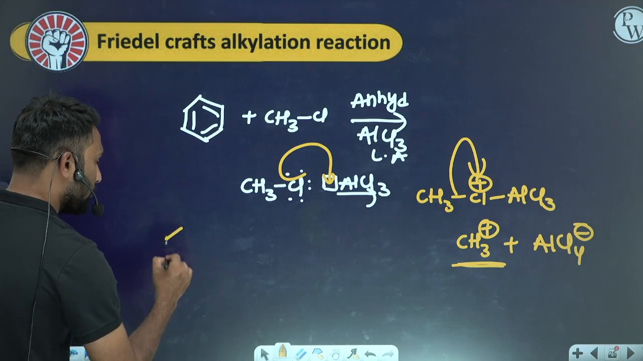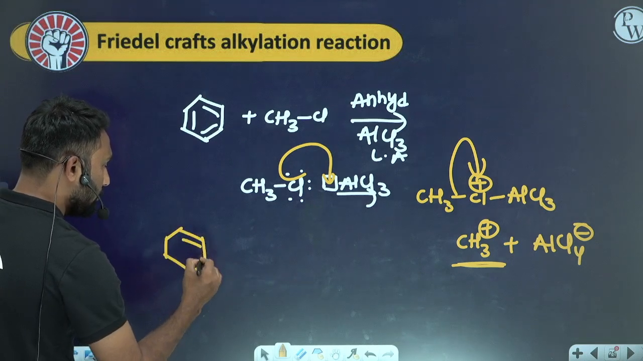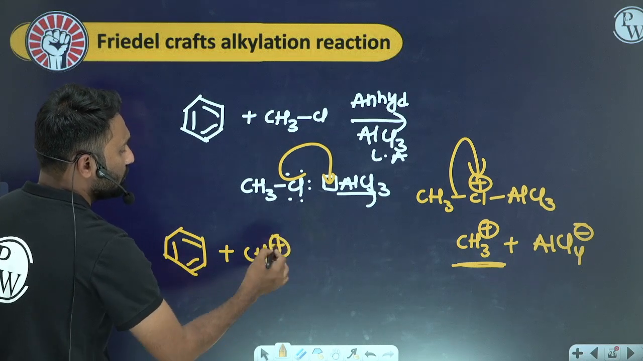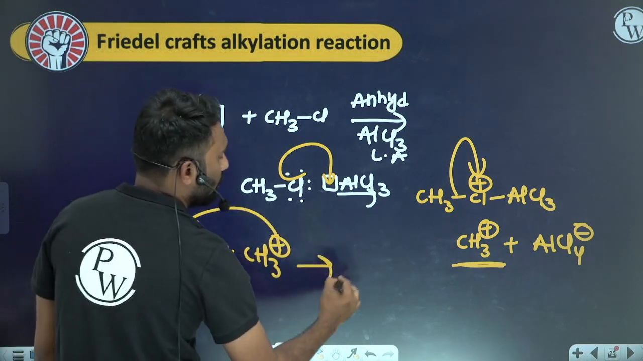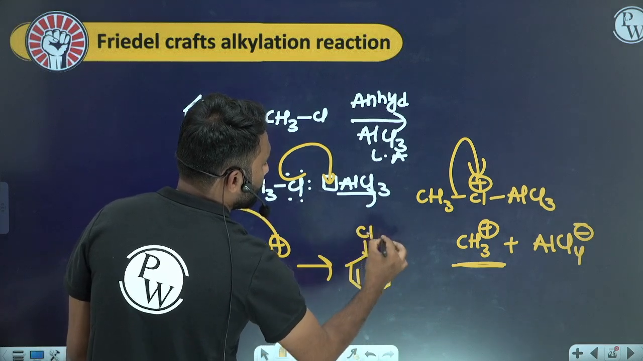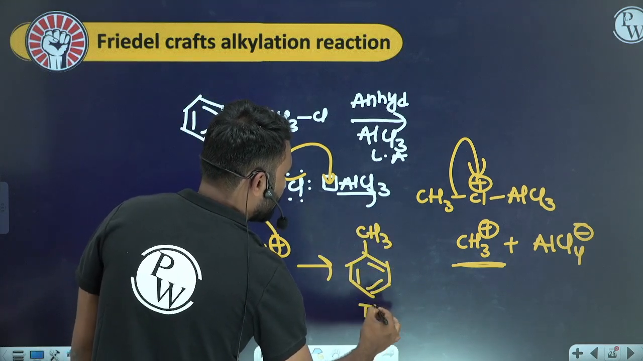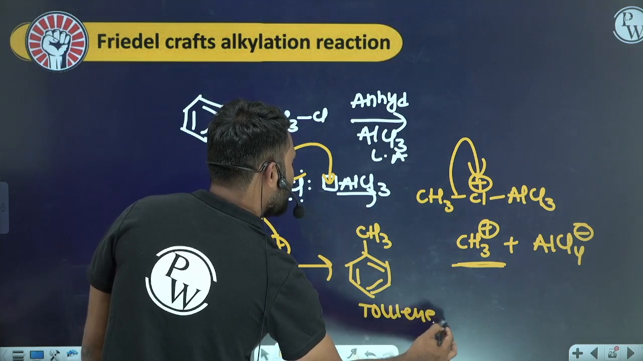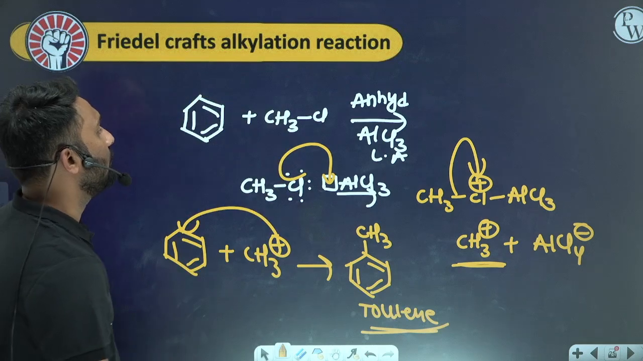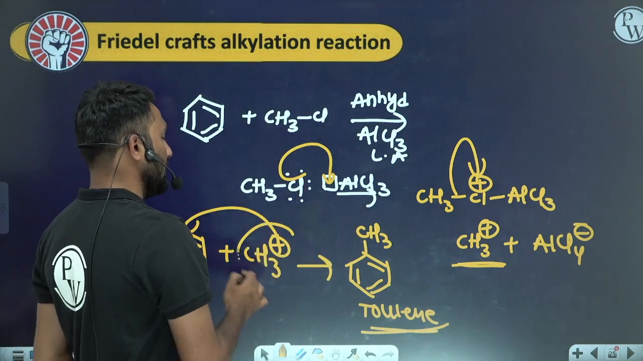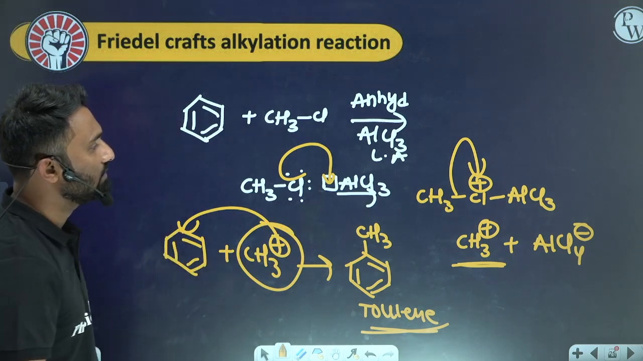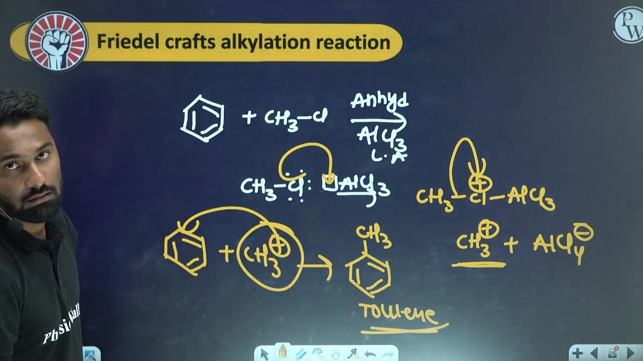Now this electrophile should be attached to this benzene. Now when this electrophile has been attached to this benzene, what will we get? We'll get the toluene. This is the toluene. Clear? Now in Friedel-Crafts alkylation, alkyl is the electrophile. Clear?